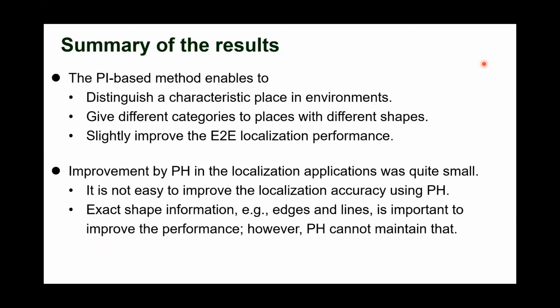Basically, exact shape information is important to improve the localization accuracy, since we need to correctly match point clouds. However, the basic concept of the topology does not focus on the exact shape. The persistent homology also does not maintain exact shape of source point clouds. Hence, we consider it is difficult to improve the localization accuracy by the persistent homology.